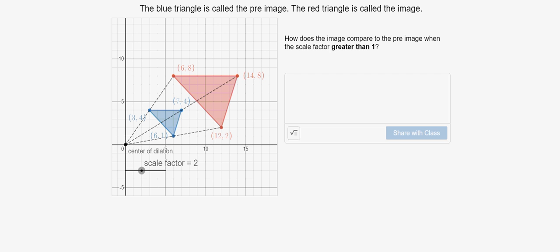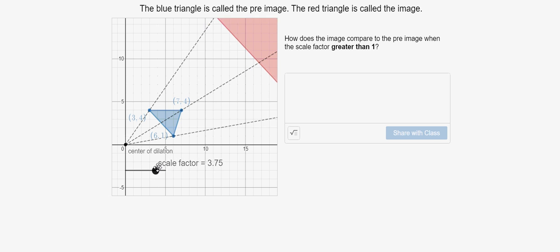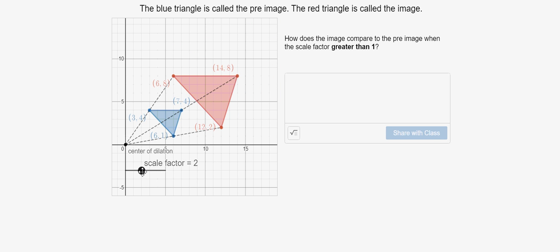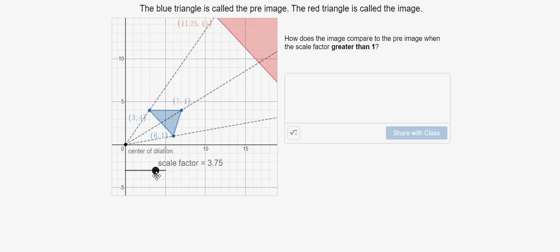Still, the blue triangle is the pre-image, the original, and the red triangle is the new image. How does the image compare when the scale factor is greater than 1? Well, notice the triangle has the same orientation, same shape, but a different size. And as I continue to grow the scale factor, it gets larger and larger and larger.